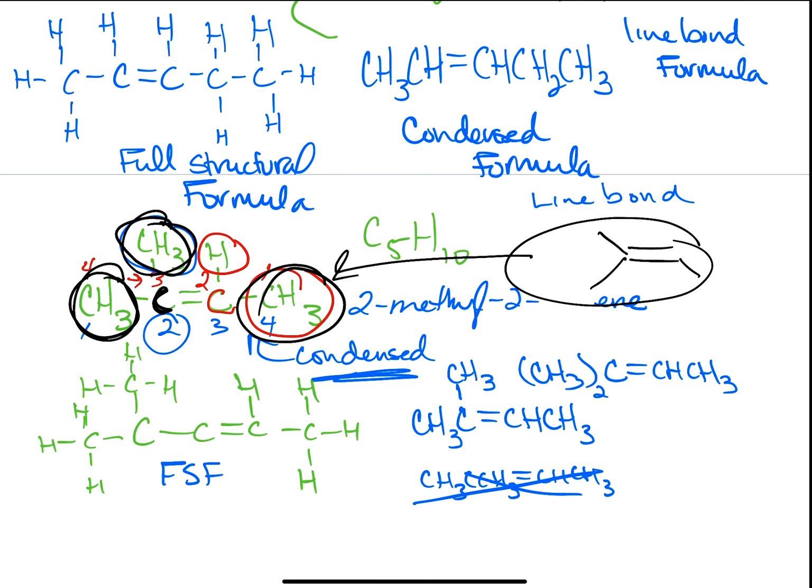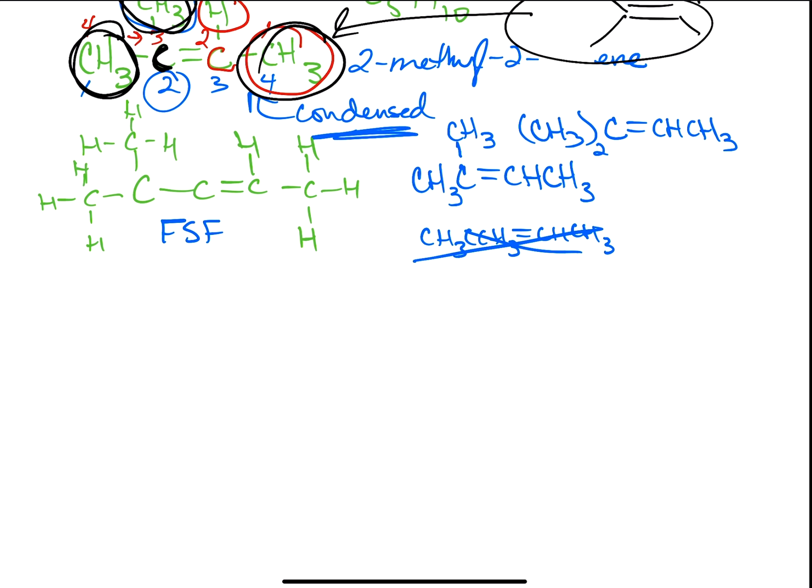Now, are there more isomers for C5H10? Absolutely. There's quite a few of them. Like we could do a cyclobutane with a methyl group off of that. So there's a line bond structure for that. Well, what would the full structural formula look like for that?